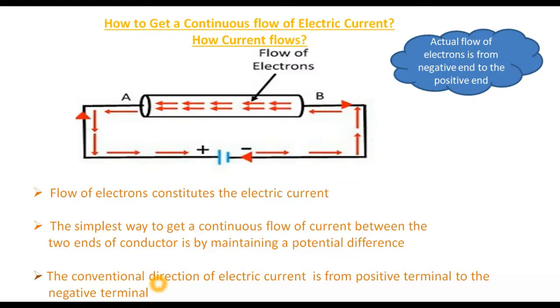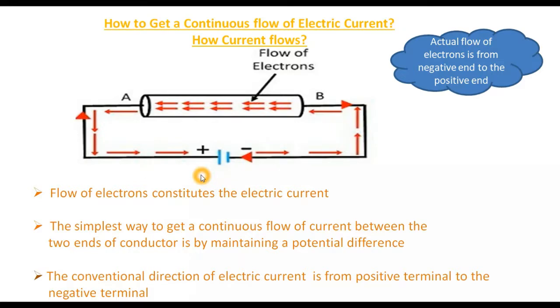So in our circuit diagram, what happens? We always put the arrows on these connecting wires to show the direction of conventional current. The direction of conventional current is from positive terminal to negative terminal. That is why we are showing the direction here upwards, and here it would be downwards. But the actual direction of the flow of electrons is from negative end to positive end. This is the actual direction of flow of electrons, but the conventional direction is opposite to this, that is from positive to negative.